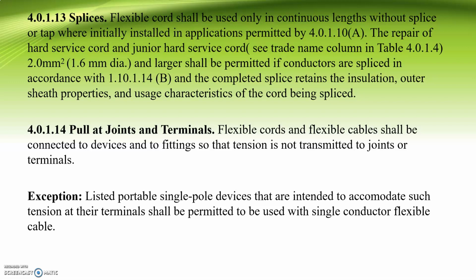Chapter 4.0.1.14, pull at joints and terminals. The flexible cords and flexible cables shall be connected to devices and to fittings so that tension is not transmitted to joints or terminals. Exception: listed portable single pole devices that are intended to accommodate such tension at their terminals shall be permitted to be used with single conductor flexible cable.